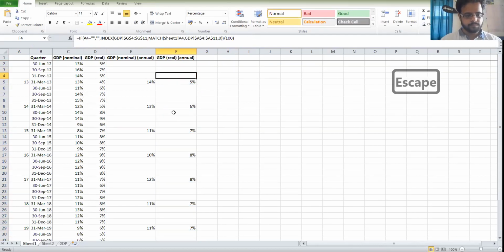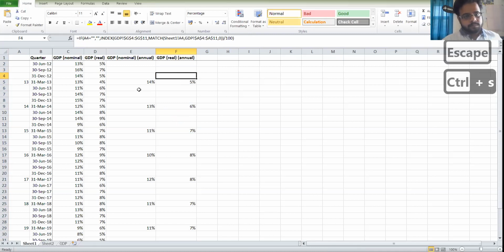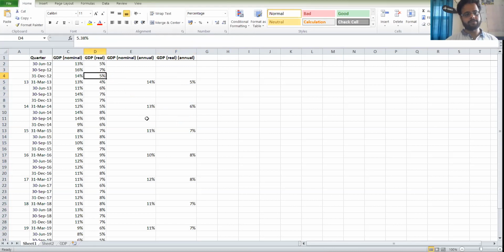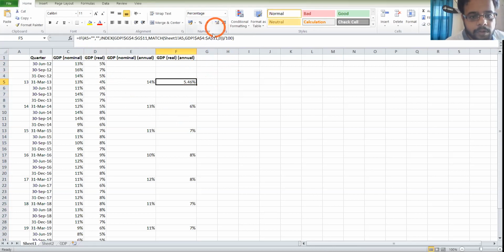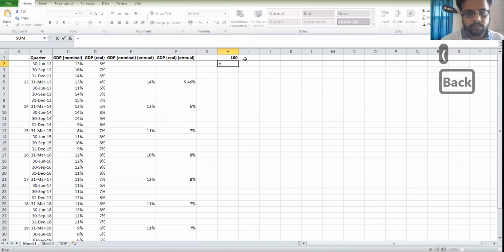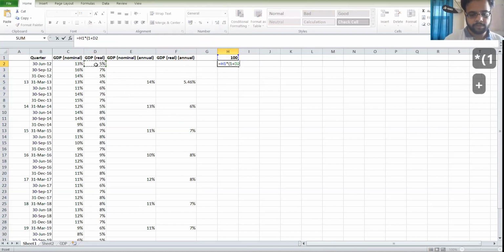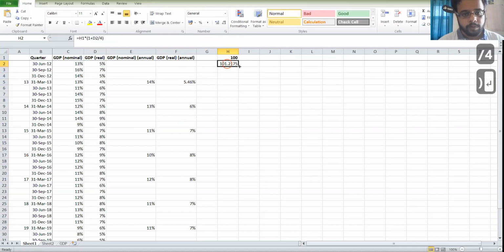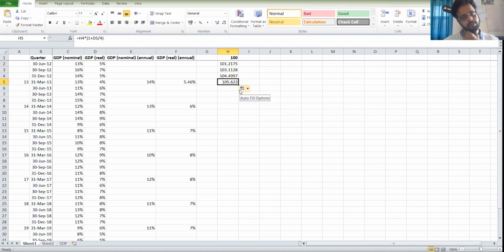Right. Now I have to make an adjustment because what is happening here is the annual GDP growth should have been equal to 5.46%. Now, if I start with the GDP of 100 and I raise the GDP quarterly, so 100 multiplied by 1 plus 5% divided by 4, it gives me 102. It does not give me 5.46%, it gives me 5.62%. It's a minor deviation, but a deviation nonetheless, which I'll like to correct.